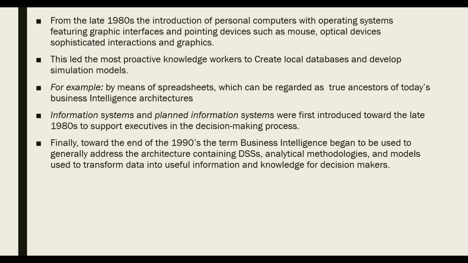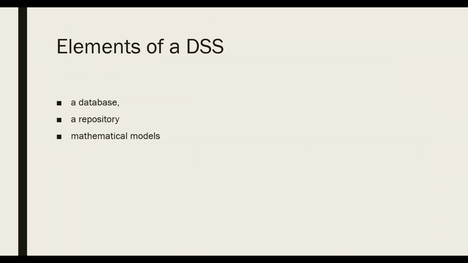Okay. Finally, towards the end of the 1990s, the term business intelligence was coined and began to be used to generally address the architecture containing DSS, analytical methodologies, and models used to transform data into useful information and knowledge for decision makers. So after the 1990s, this vehicle started. The name business intelligence was coined, and DSS came into the picture, decision making came into the picture, and analytical methods came into the picture.